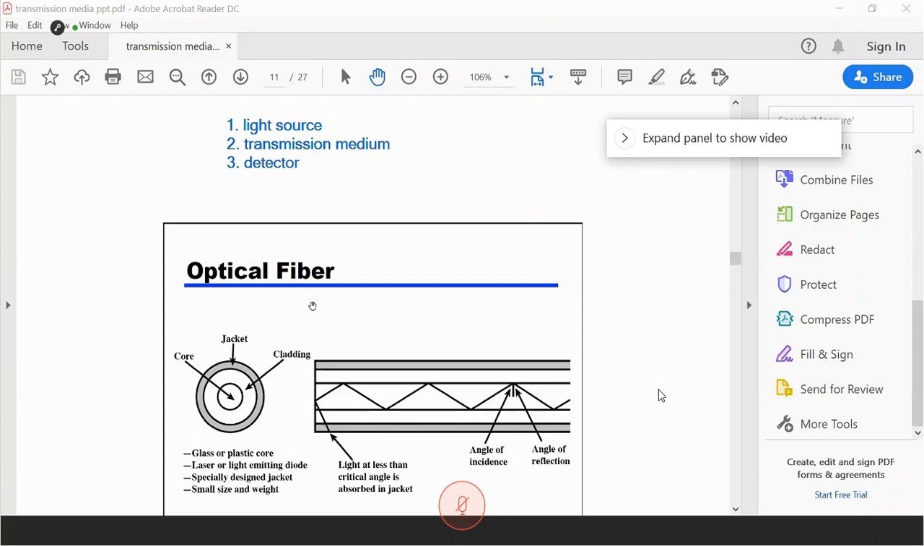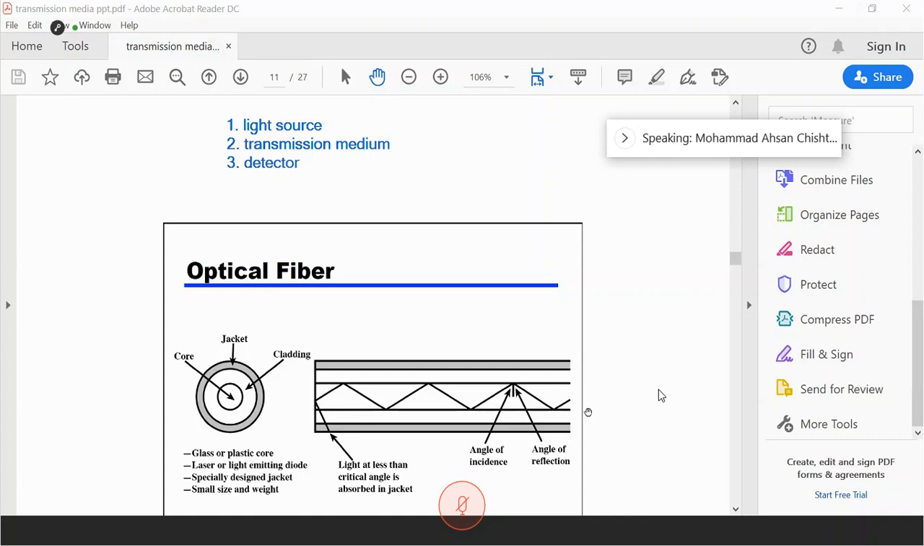The cladding that is shown here is chosen in such a way that we get reflection within it. This is how the light at less than the critical angle is absorbed in the jacket, which is shown in the picture, and the light transmits in this way. This is known as total internal reflection. So the light ray here, which is incident at or above the critical angle, is trapped inside the fiber. And thus it can propagate for many, many kilometers with virtually no loss.